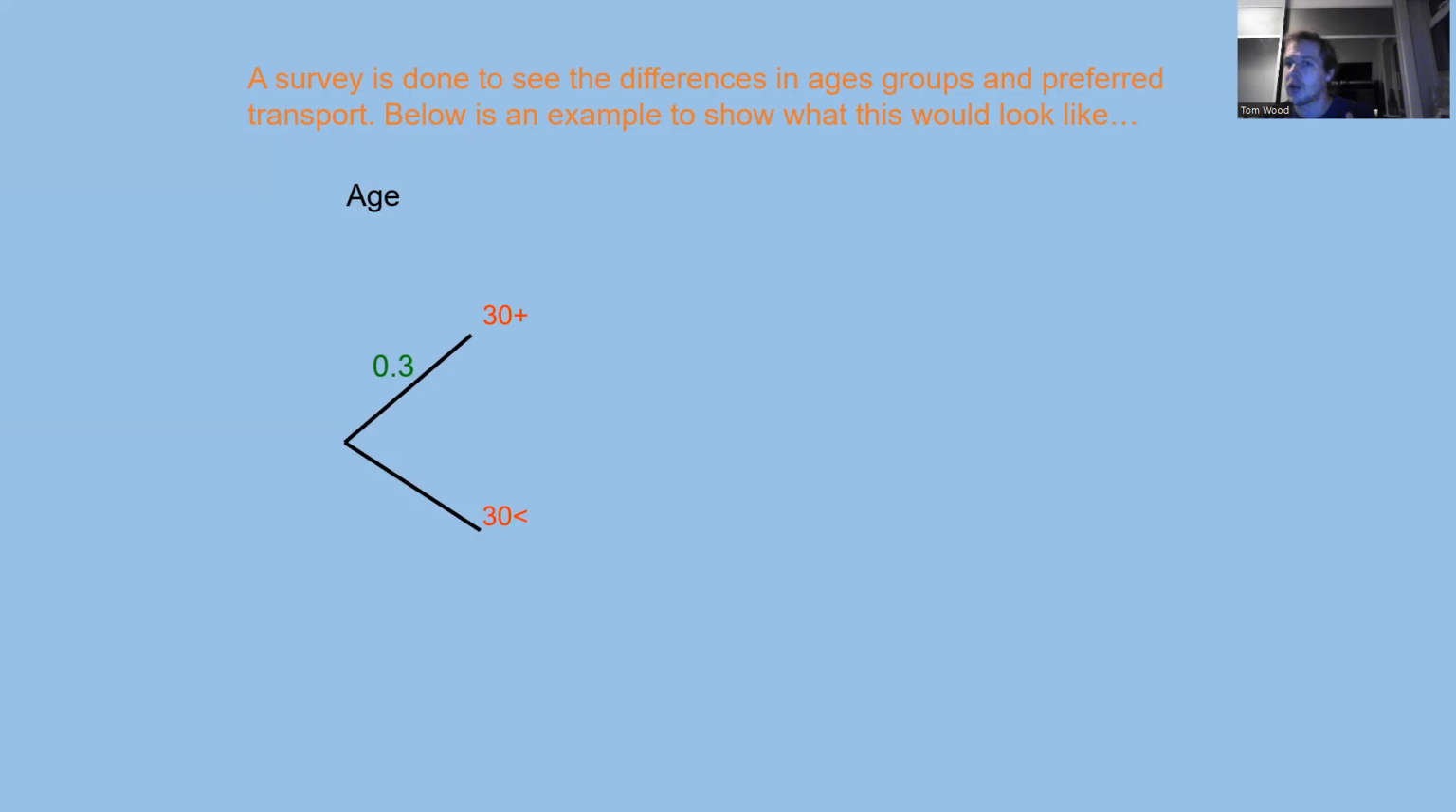What we found was that, and again, this is how they tend to write it, they'll write it as a decimal. Feel free to convert it to a percentage in your head. 0.3 of the people that we asked, because it was completely random in a general population, 0.3 were over 30. What percentage of the people, or what decimal of the people, were under 30?